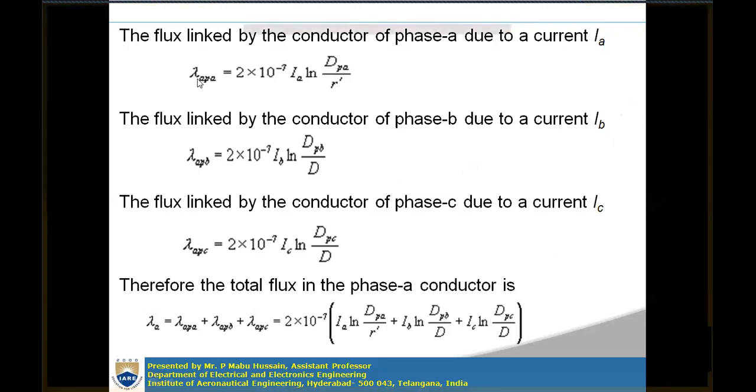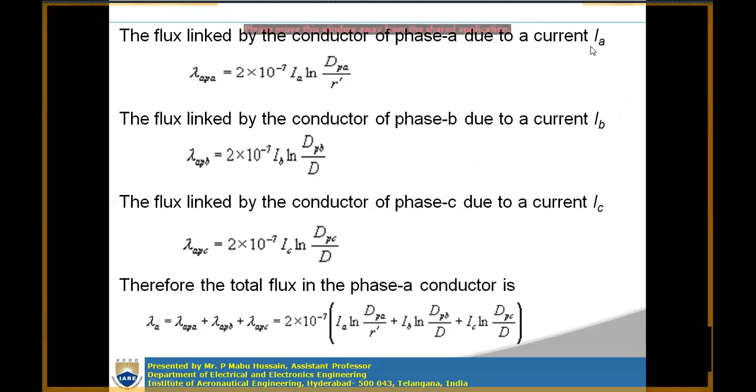So the flux linked by the conductor of phase A due to its own current IA up to the external point P is lambda APA, which is equal to 2 into 10 to the power minus 7, times IA, times ln of dPa by r dash, where r dash is the geometric mean radius you have to consider.